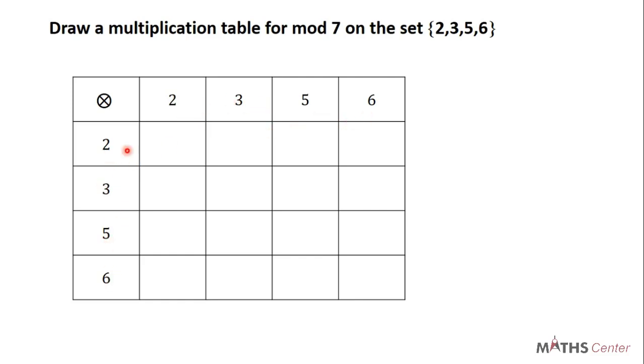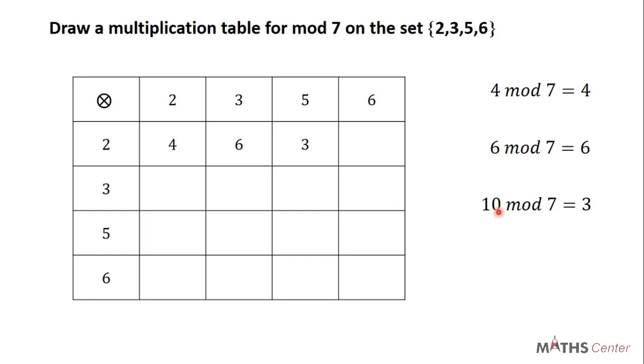2, 3, 5, 6. We are going to multiply these numbers in mod 7. So we begin with the first one. 2 times 2. 2 times 2 is 4. 4 in mod 7 is 4.